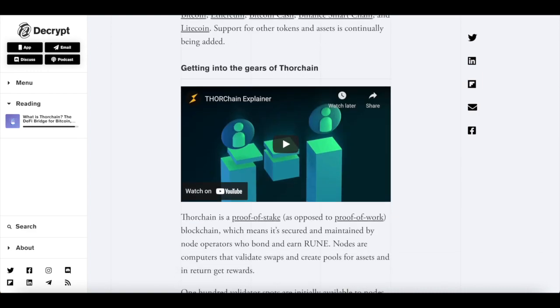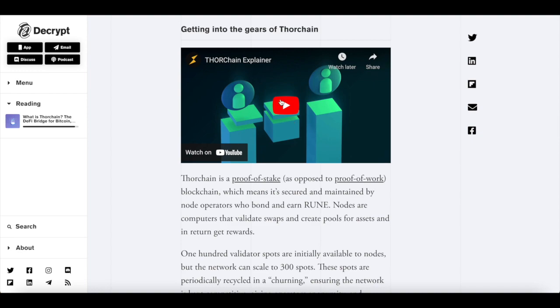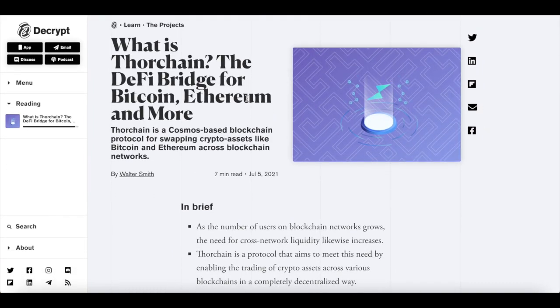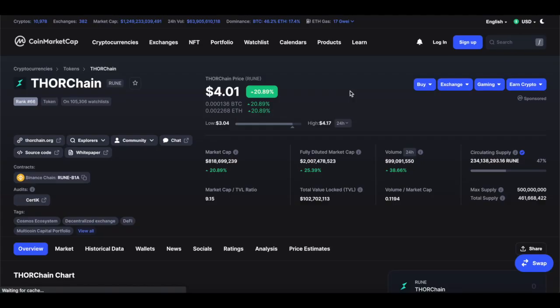And at first hearing about THORChain, I wasn't too sure if it was a good cryptocurrency, but after doing my research, I can honestly say it sounds like they're doing the right thing. Decentralized swapping for Bitcoin and Ethereum and other cryptocurrencies. So on to the final thing, we'll have a look at the price of THORChain.